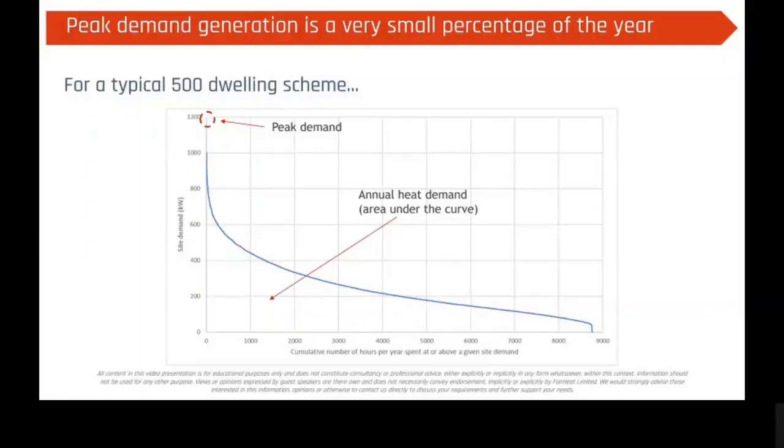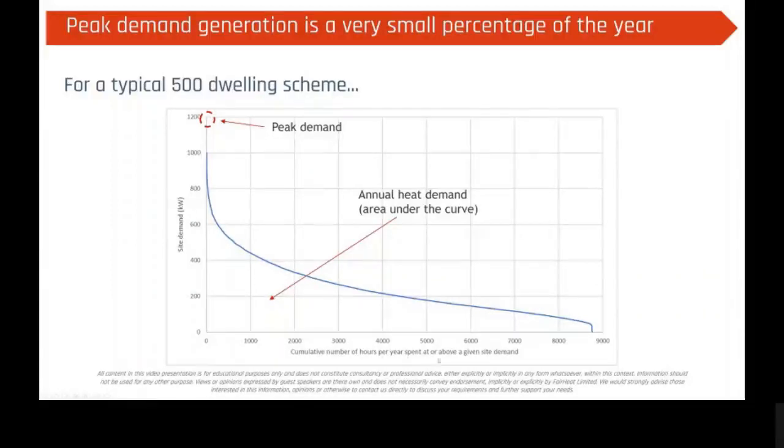So we have a plant that's designed to cope with this event that happens on a very rare occasion, and the vast majority of the rest of the time throughout the year, the load spends its time much below that. And this is what this graph is showing, that we've got our site demand for a typical 500 dwelling scheme, and the peak demand for this, let's say 1.2 megawatts.